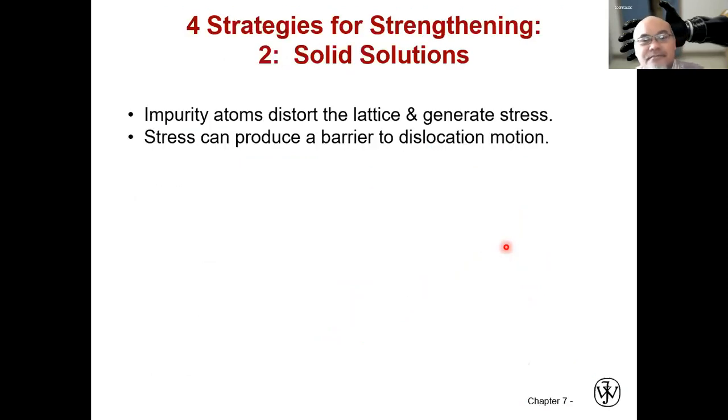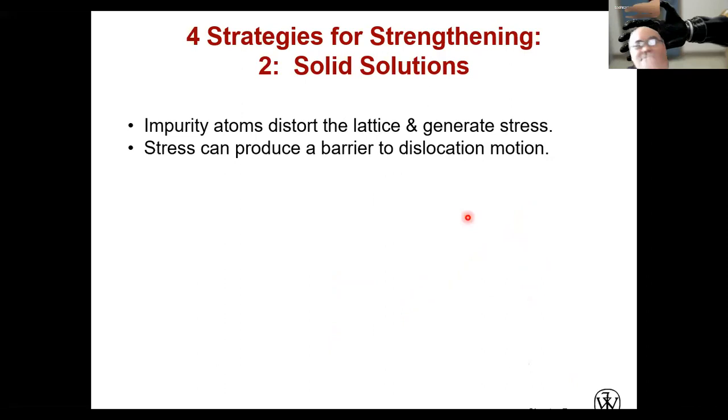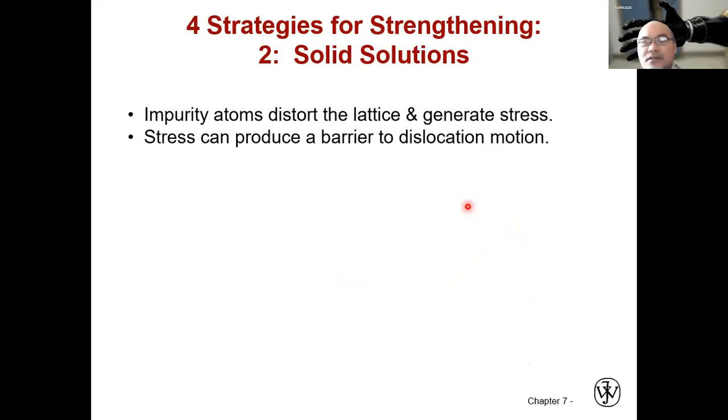Okay. Second strategy for strengthening is by using solid solution. So in solid solution, we introduce impurity to the metal. Impurity atoms will distort the lattice and then generate stress. The stress will produce a barrier for the dislocation motion. So you prevent the defect from traveling along that crystalline structure.